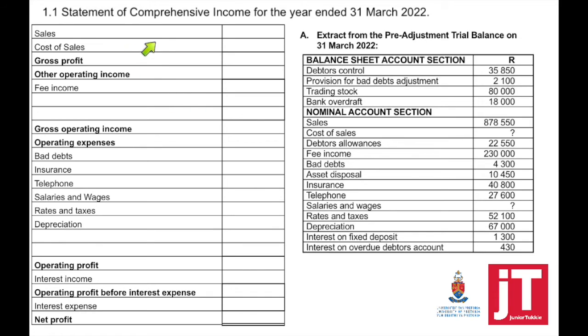So when we do the statement of comprehensive income, which consists of all your income and your expenses, we have to write all the amounts from the pre-adjustment trial balance in brackets, because we need to adjust those figures. Step number 2, now we need to look at the adjustments.